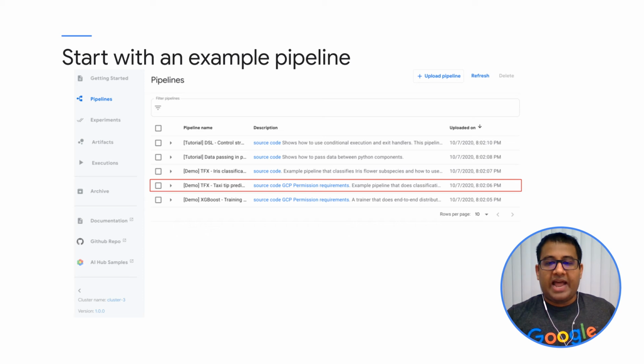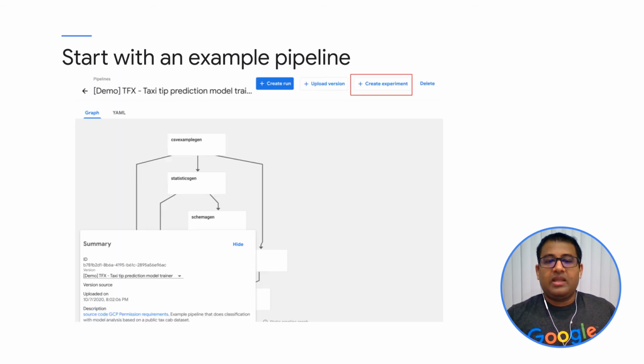This is how the dashboard will look. Select this demo pipeline. This is how a demo graph for this pipeline looks. Now create a run to test this pipeline. Click on the button Create Experiment and use My First Experiment and then click Start. This will start running the pipeline.